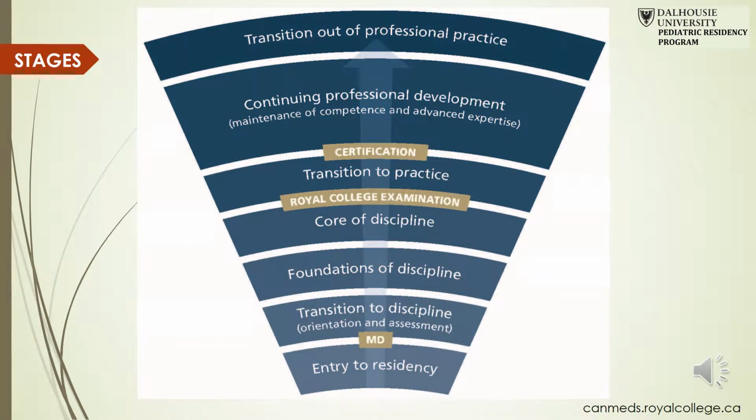There are 4 stages in the Competency by Design curriculum, referred to as the Royal College's Competence Continuum. This continuum breaks down specialist medical education into a series of integrated stages. These are Transition to Discipline, Foundations of Discipline, Core of Discipline, and Transition to Practice. These stages replace postgraduate years.